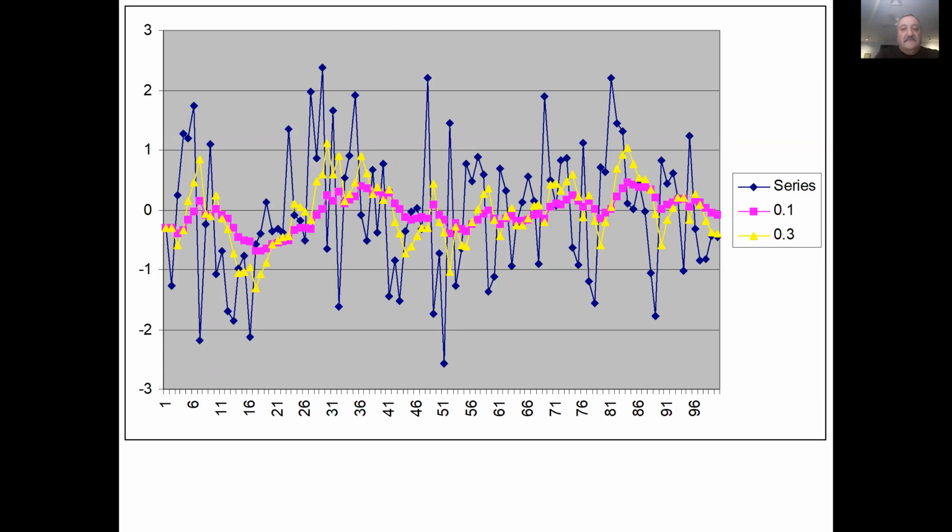So here's just another example where you have the actual time series data, the dark blue, and then two different exponential smoothing forecasts. The pink has a smaller alpha, the yellow has a bigger alpha. The yellow has more variability, but it will lag behind a change longer.